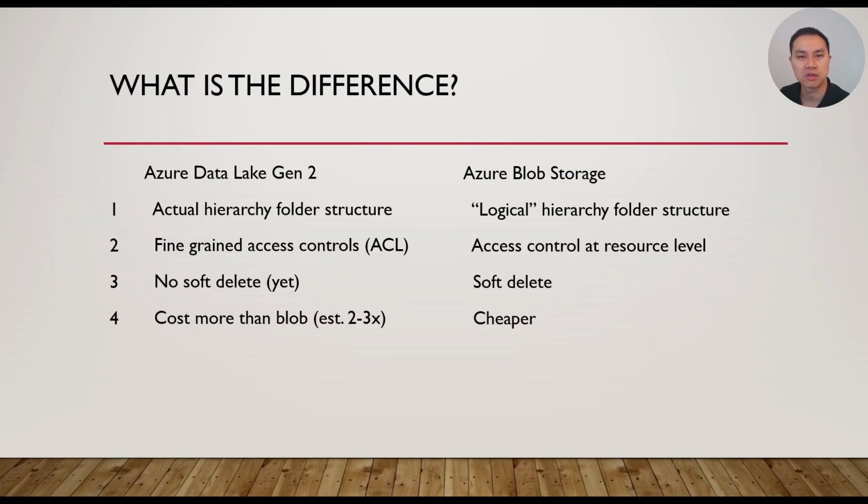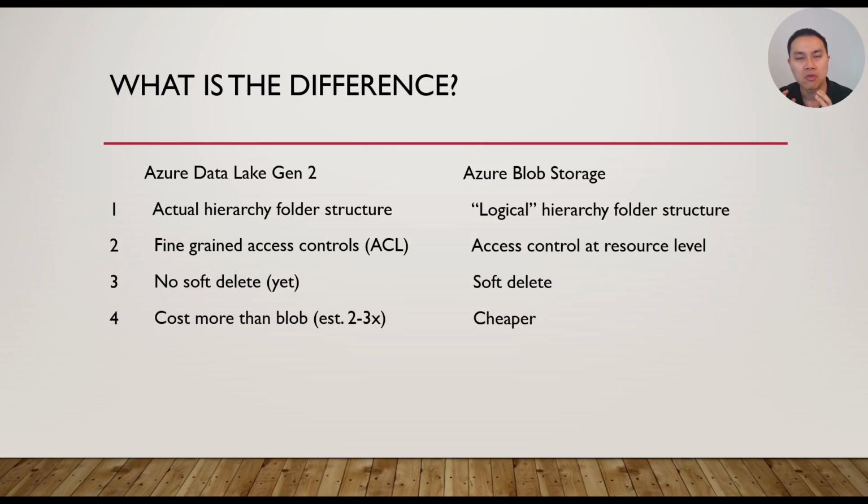Now, what is the difference? There are four differences here I want to highlight. First, Azure Data Lake Gen 2 has an actual hierarchical folder structure. Just like in Windows Explorer, you can group files in folders. With blob storage, there is no such thing. So it's just logical, meaning it is mimicking a hierarchical folder structure, but it actually doesn't exist.